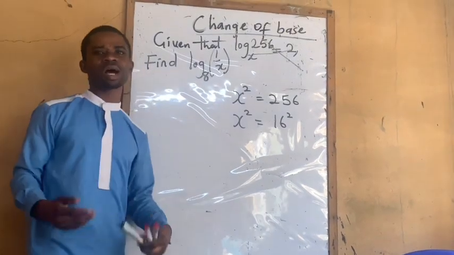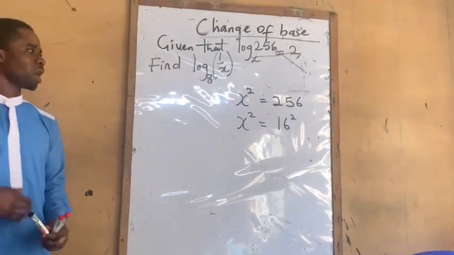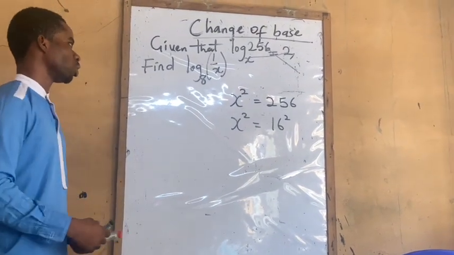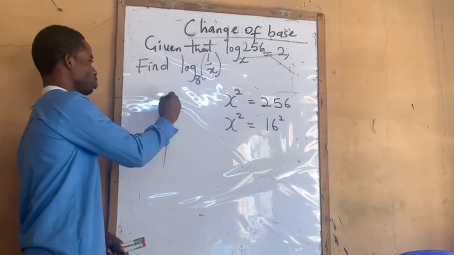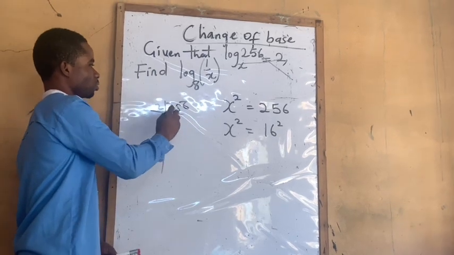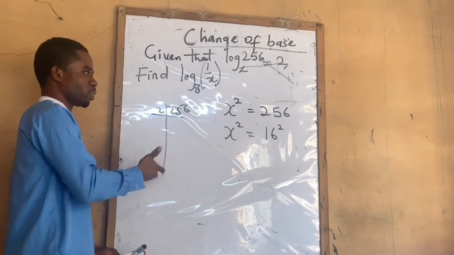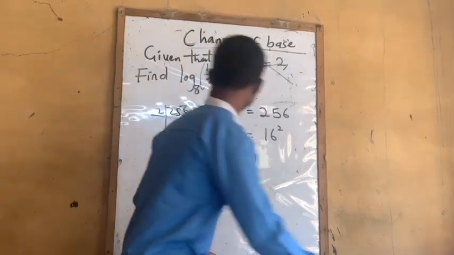Some people used to ask me, how are we getting this very fast? How do I know that it's 16 raised to power 2? Look, this is your three-factor that can help you with 256. You use this method to help you. By the time you are picking them, you will know the right things. Okay?